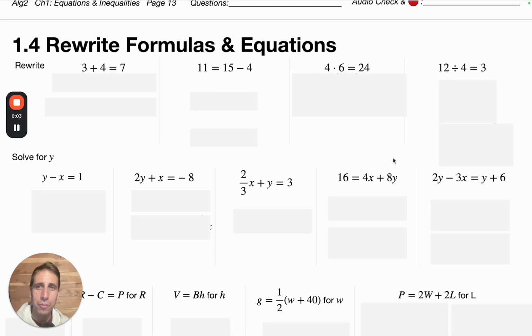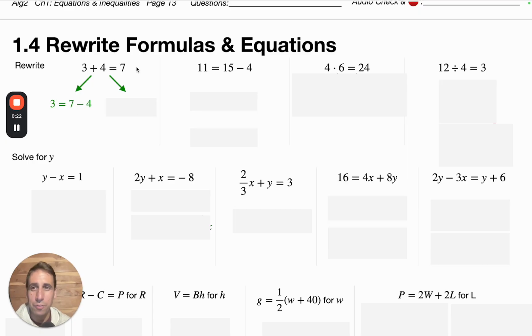Welcome to section 1.4, rewrite formulas and equations. Okay, so let's do a little bit of warm up with no variables. So let's say we had to rewrite 3 plus 4 equals 7. There's a couple ways we could do that. There's two ways we can do that.